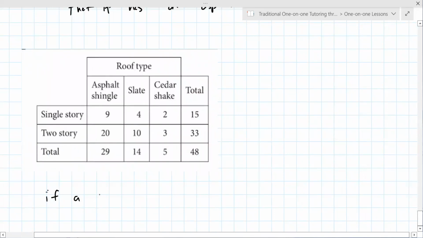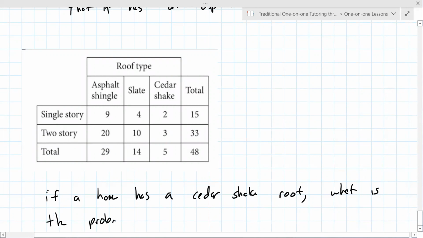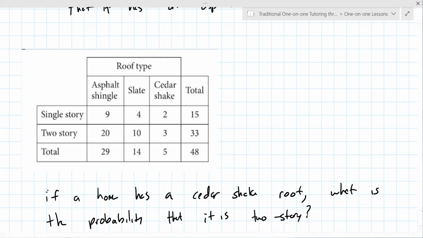If a home has a cedar shake roof, what is the probability that it is 2-story? Okay. If a home, okay. All right, can I figure that out? Yeah, go ahead and give that a try.